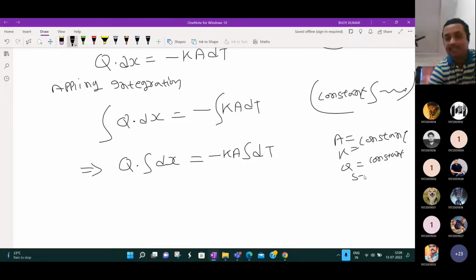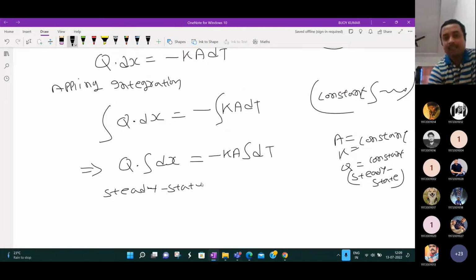Because we assume it is a steady state. Steady state means the rate of heat transfer will be constant. We assume it as a steady state. Steady state means the rate of heat Q will be constant, or the rate of heat transfer is constant.